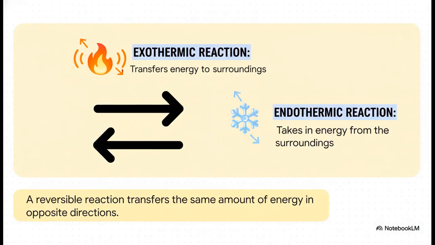Now, let's quickly talk about energy. This is a key rule to remember. In a reversible reaction, if the forward direction is exothermic, meaning it gives out heat, then the reverse reaction has to be endothermic. It has to take in that exact same amount of energy. It's a perfect energy trade-off.